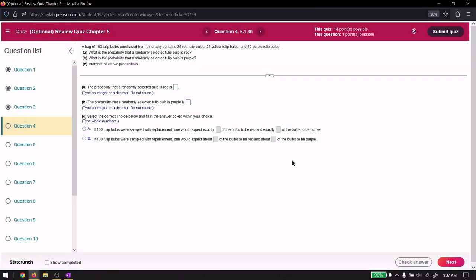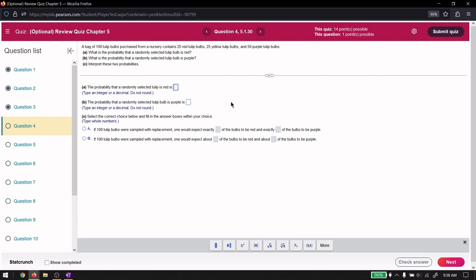A bag of 100 tulip bulbs purchased from a nursery contained 25 red, 25 yellow, and 50 purple. What's the probability that Ryan selecting a tulip bulb was red? So there's 25 red tulip bulbs, so that's the 25 that we want. And the possibilities is, of course, 100 total possibilities. So the probability of a red tulip is going to be 25 out of 100, or 0.25. It asks for an integer or a decimal. So that's what I'm going to do in there. We'll check our answer at the end of it all.